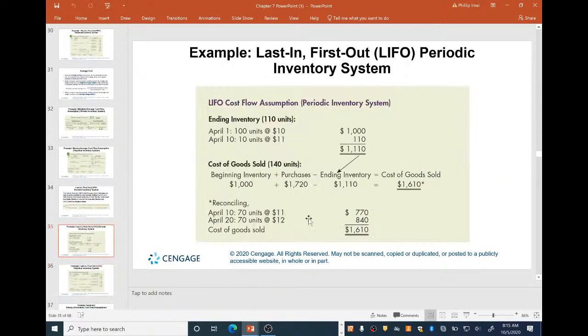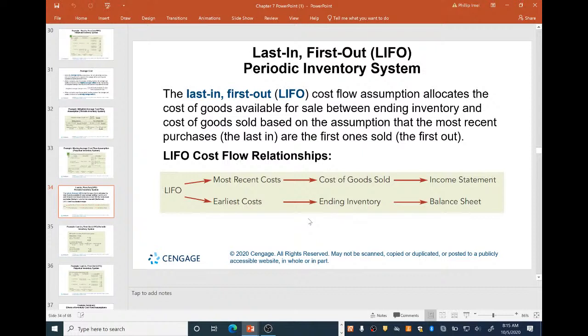Periodic inventory. So what's the difference between a periodic inventory system and a perpetual inventory system? Well, the periodic is just in that period. Like, trying to think of an example.